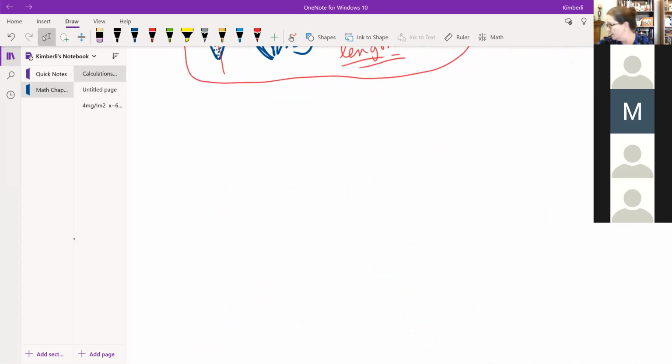Okay, so now we're looking at calculating the dosage for these. Page 169 shows how to do it using ratio and proportion. And then midway down the page, it shows how to use dimensional analysis.